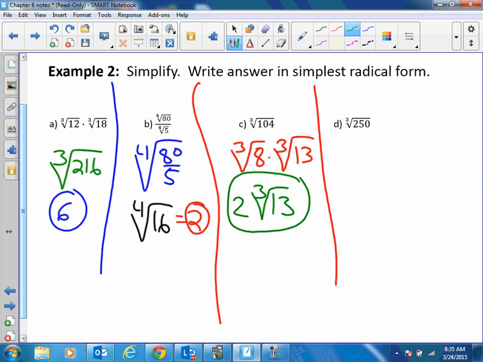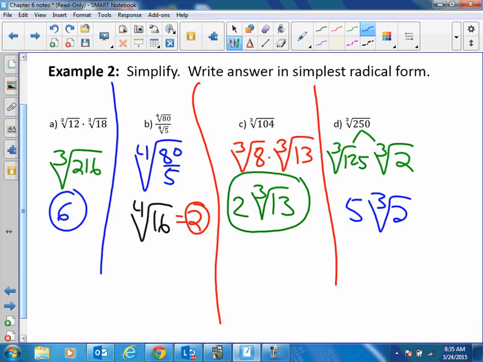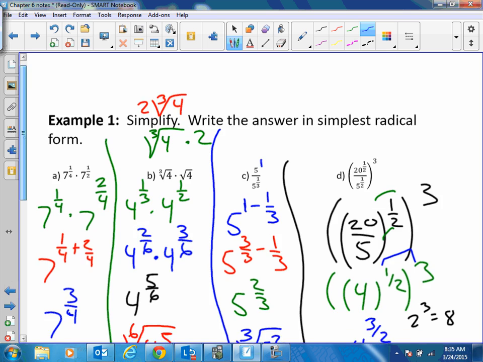That's why it's important to have that perfect cube list that we made, that perfect 4th list, that perfect 5th list. Same thing with 250. 250 is not a perfect cube, but 125 is. And 125 times 2 equals 250. So then the cube root of 125 is 5, so I can rewrite it as 5 cube root of 2. And that's how I write that. Okay. So that's how you have to do those. You have to use your properties to break it down or split it apart. Make sure I had all this right.